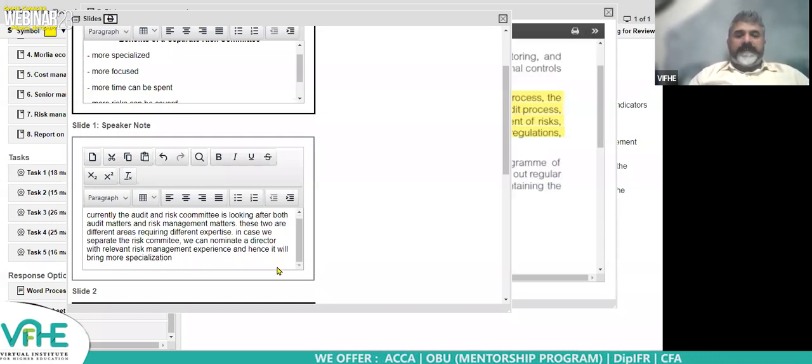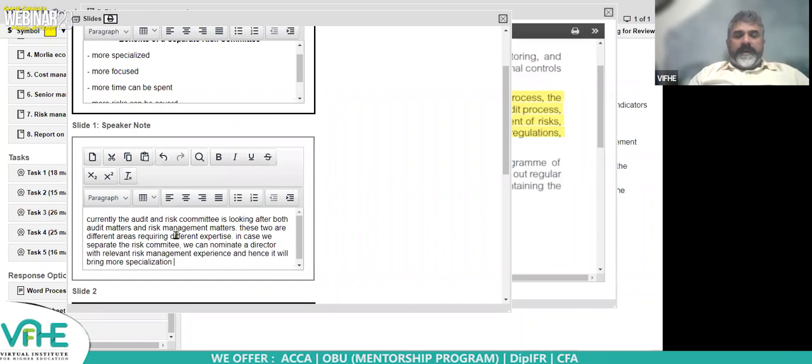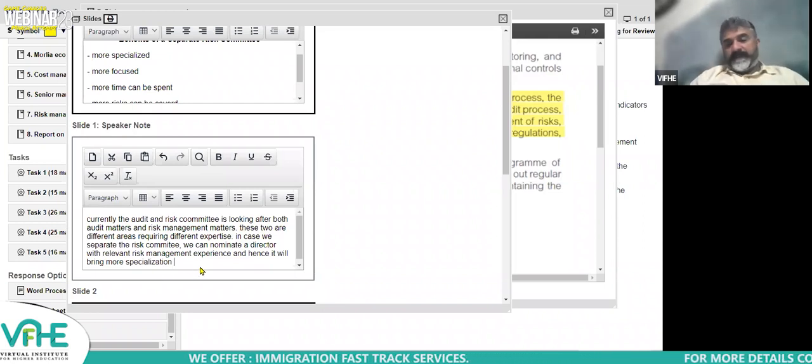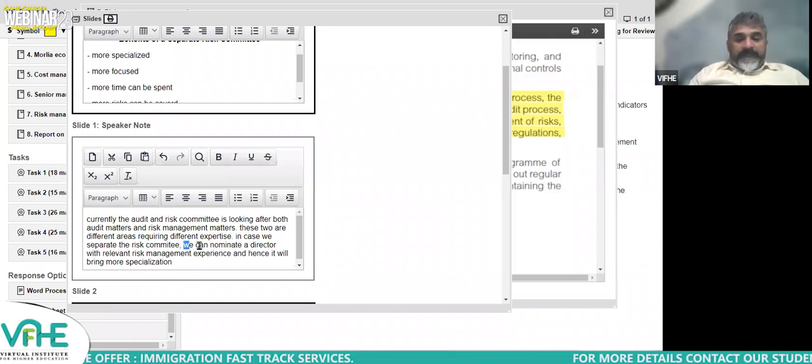Can you guys read, please? Currently, the Audit and Risk Committee is looking after both audit matters and risk management matters. These two are different areas requiring different expertise. In case we separate the risk committee, we can nominate a director with relevant risk management experience, and hence it will bring more specialization. Nobody mentioned this line.